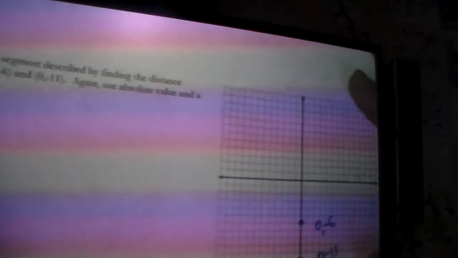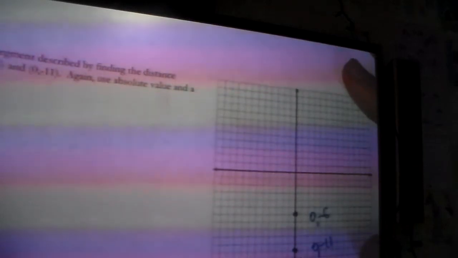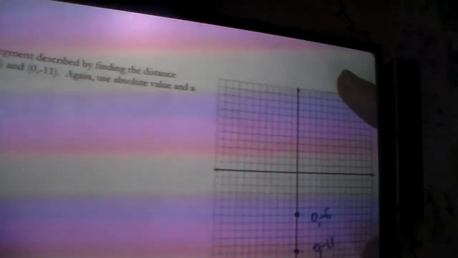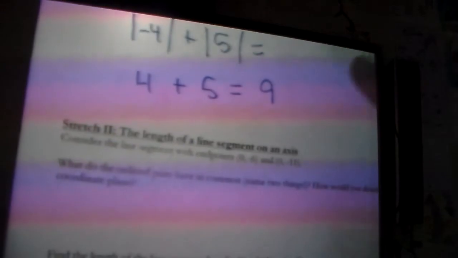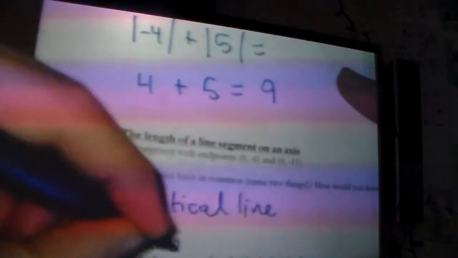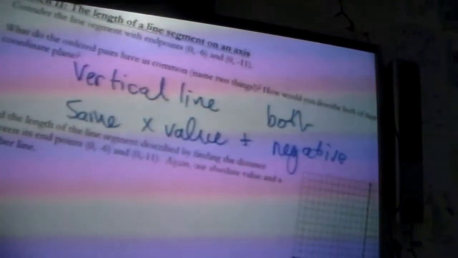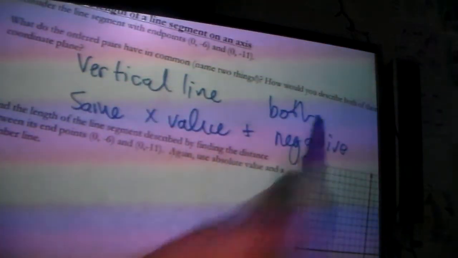All right, so go ahead and take a look at this next one. It says to plot a line with these 2 points. So I can see, just like in the first example, these are now on the same side. Let's see what they have in common this time. It's obviously a vertical line is what they form, but let's think about what they have in common. They have the same x value, and both negative y values.